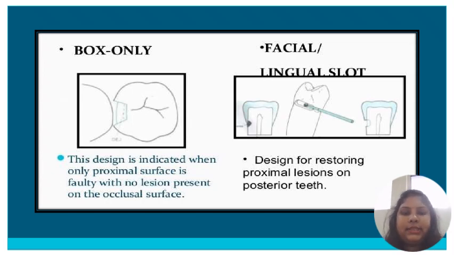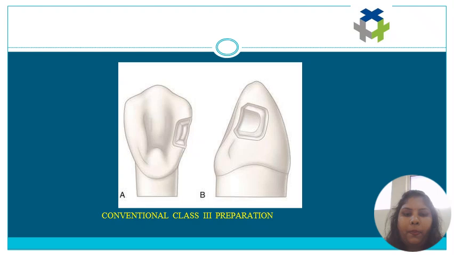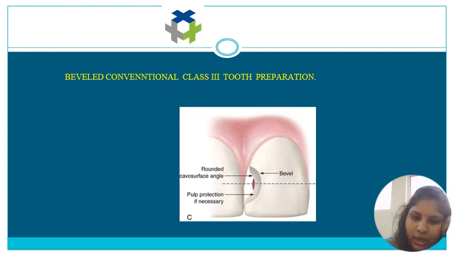So this design is indicated when only the proximal surface is faulty, with no lesion present on the occlusal surface. Then you have the facial and lingual slot design for restoring the proximal lesions on posterior teeth. Next you have the conventional class 3 preparation. Next you have the bevel conventional class 3 tooth preparation where you have a rounded cavosurface angle, a bevel and pulp protection if necessary.